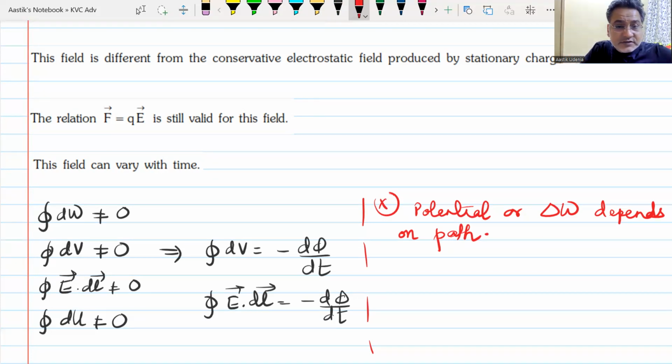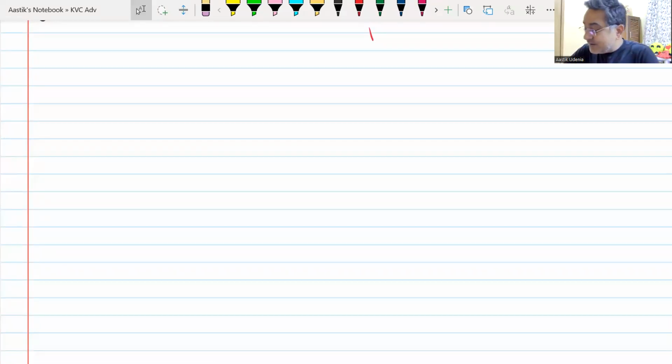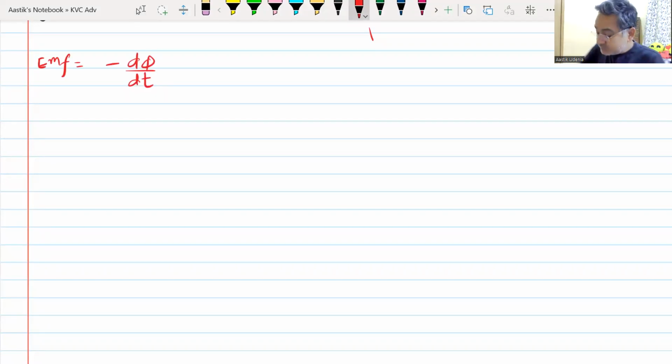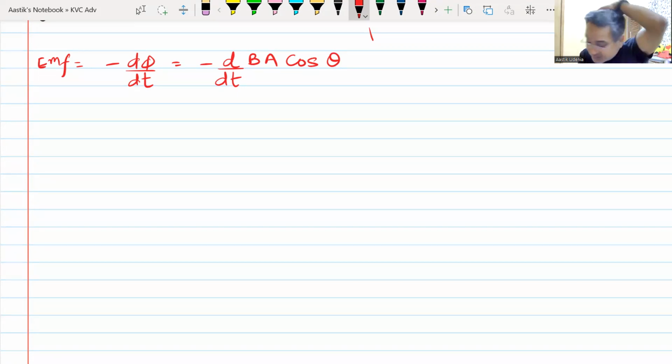I'll give you 2 minutes to note this down. Okay. So, in this case, how will you find out the induced EMF? Induced EMF in this case will be again given by minus d phi by dt. Yes or no? Yes. That can be written as minus d by dt of B A cos theta, where A is the area of the coil. Remember, area of the coil is not going to change. Theta is the angle between the coil and the magnetic field. Remember, that is also not going to change.